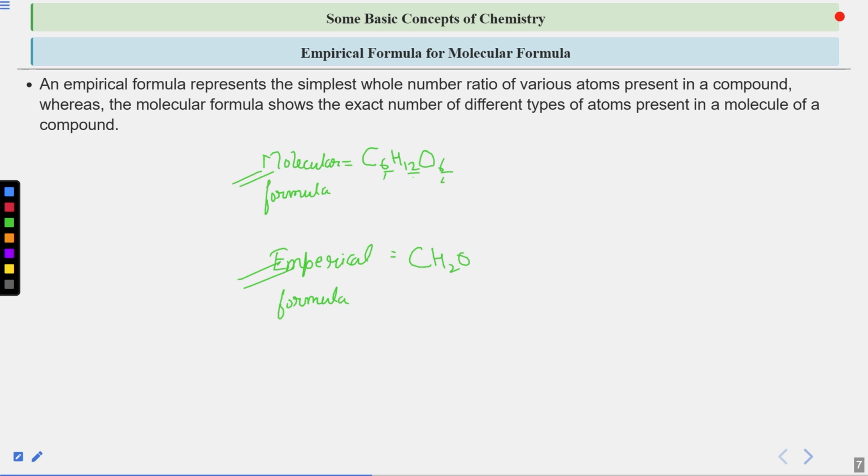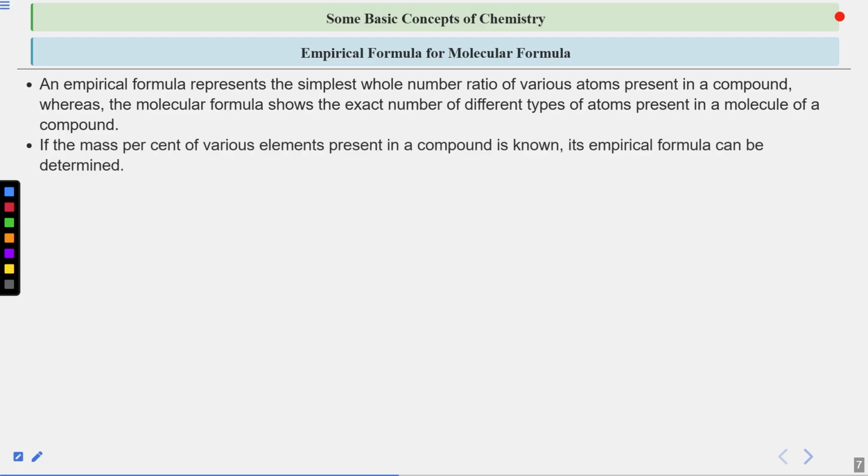Till now, does anyone have an issue? Okay. Moving on further. Suppose you want to know the empirical formula, how will you know it? You can do it if you are aware of the mass percent of each element present in the given compound. So I will give you one more example.